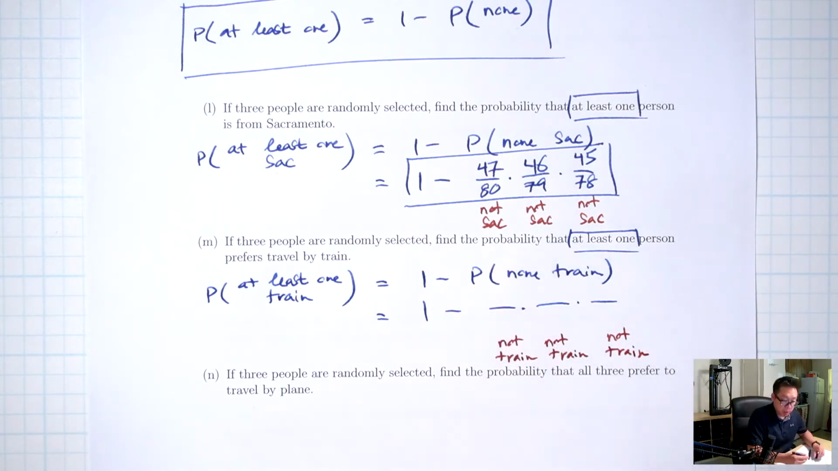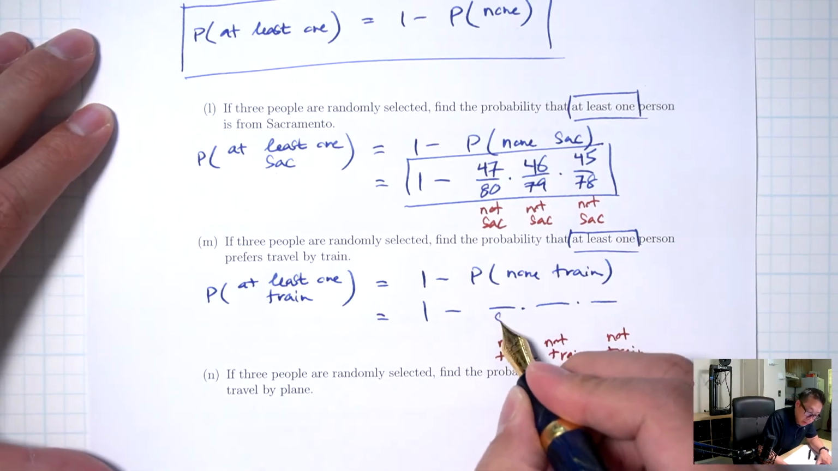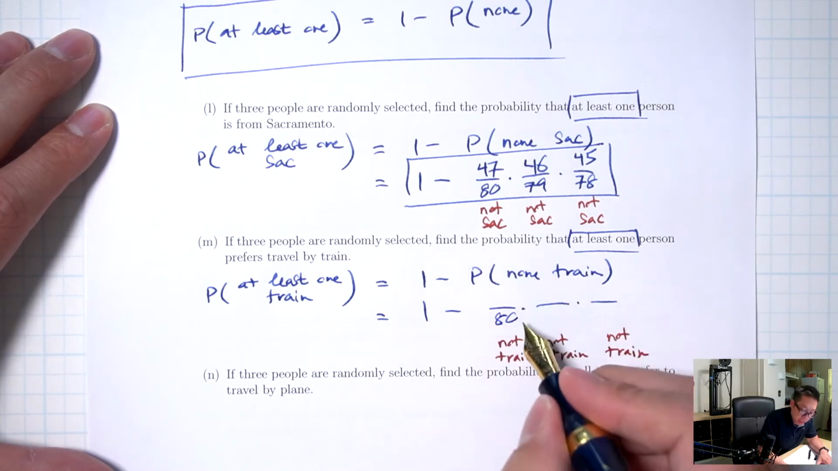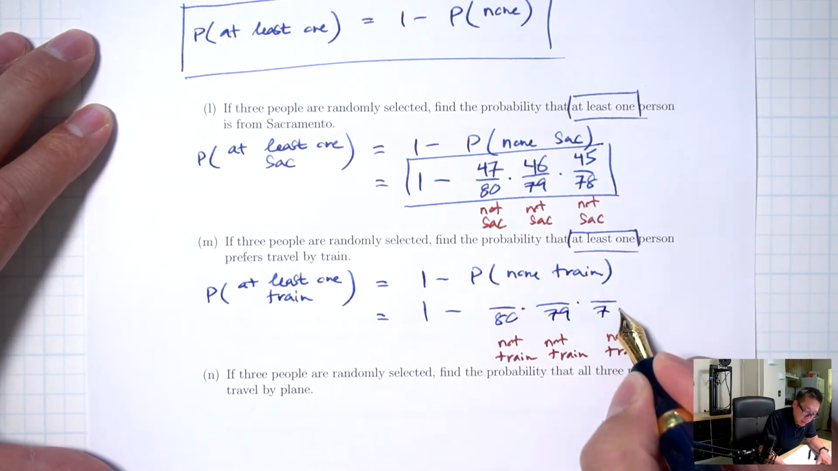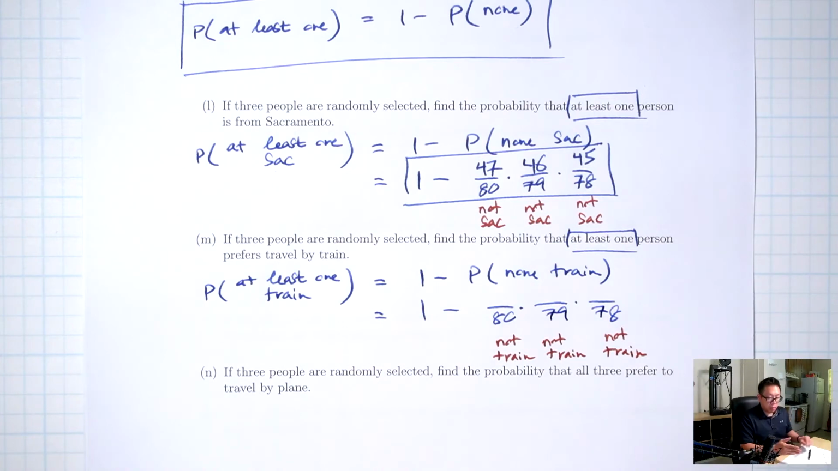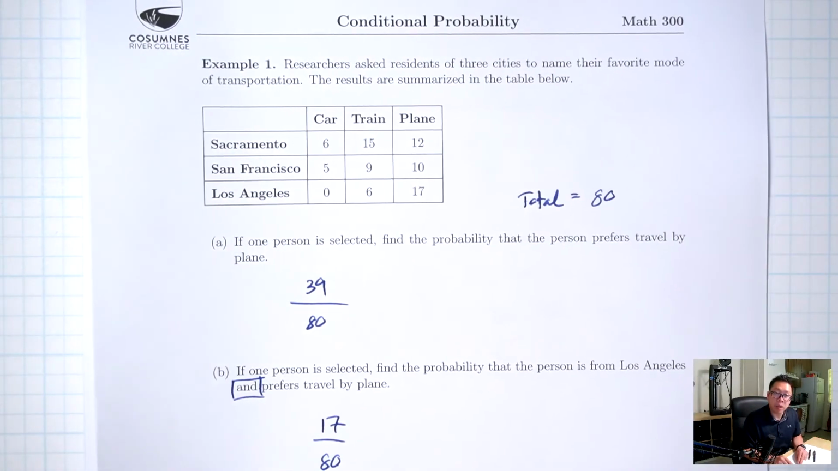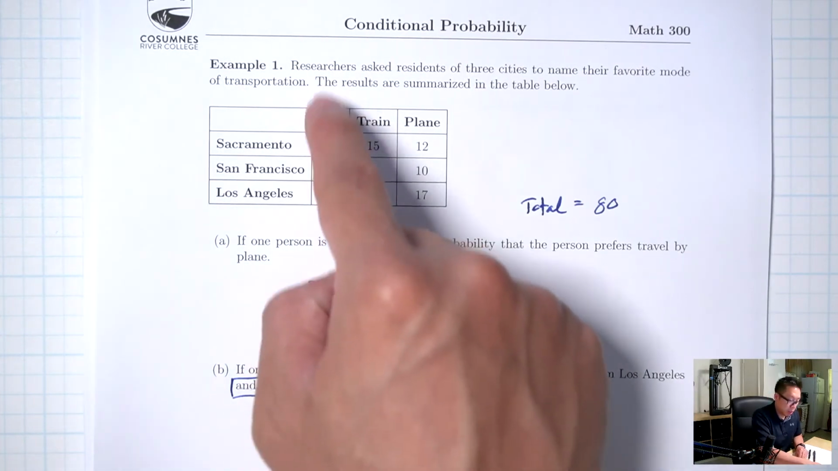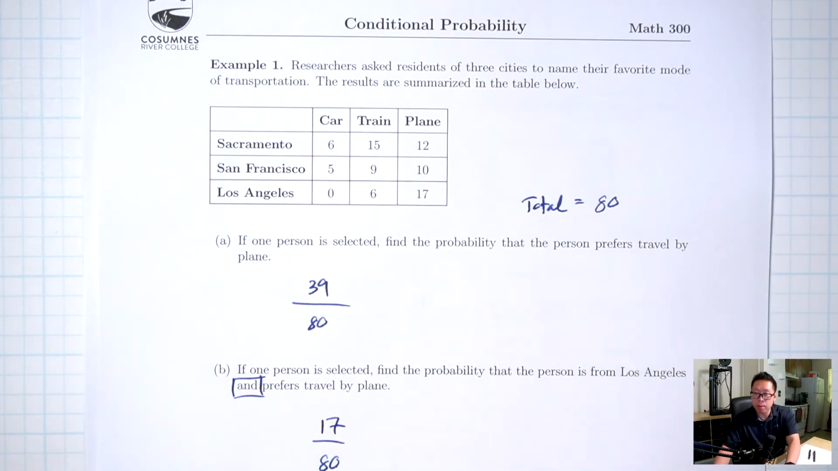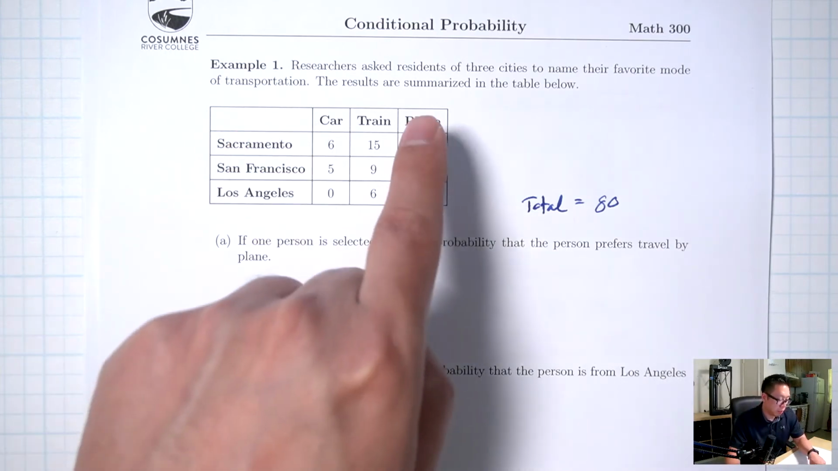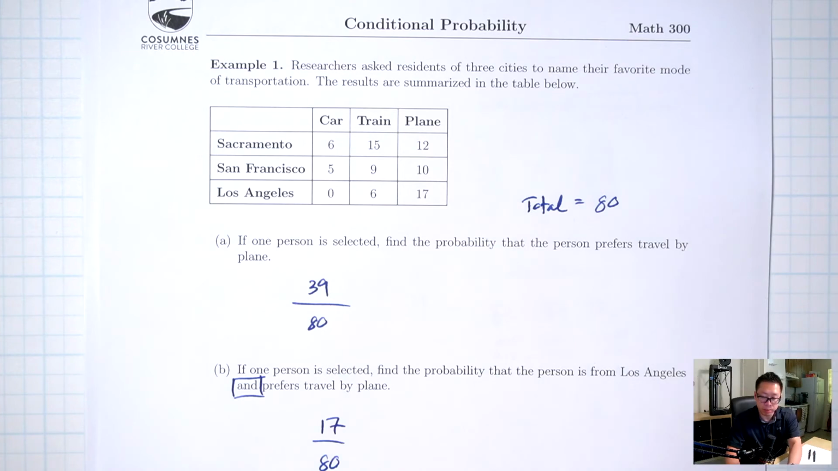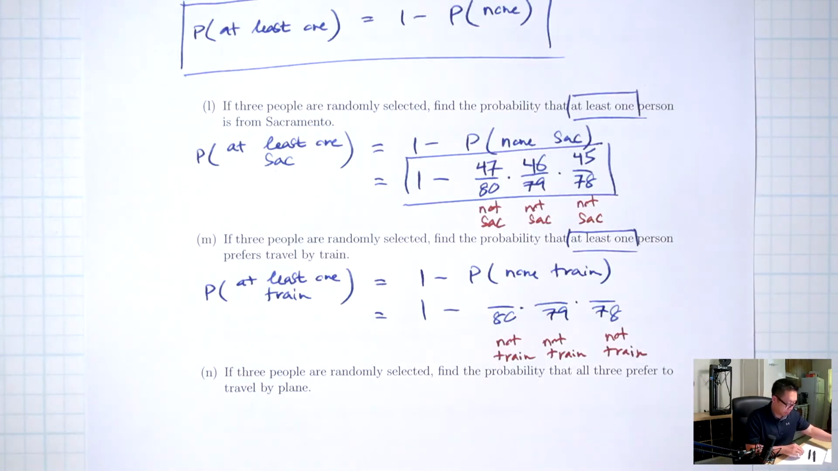First fraction, the bottom is going to be everybody, which was 80. And then it goes down, right? 80, 79, 78. Now, first fraction, I want not train. How many not train? Not train would be the cars, 650, and then the planes, 12, 10, 17. 650, 12, 10, 17. That's 50.